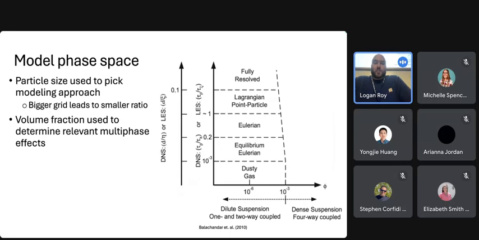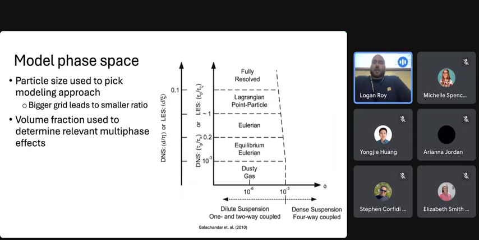So this is a model phase space where on the vertical axis here, you've got the ratio between your particle size and your grid spacing. And then on the other axis, you've got phi, which is your particle volume fraction. So you can see between all of our different choices, there's a really strong correlation or a strong sorting. And I will say this is back of the envelope. It's not hard and fast, but just as a general visualization, a good separation between all these different methods based on the ratio of the particle size to your grid size.